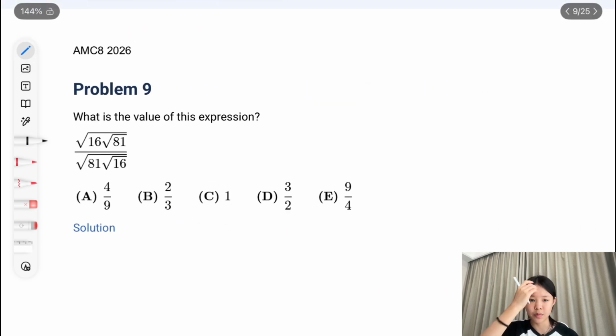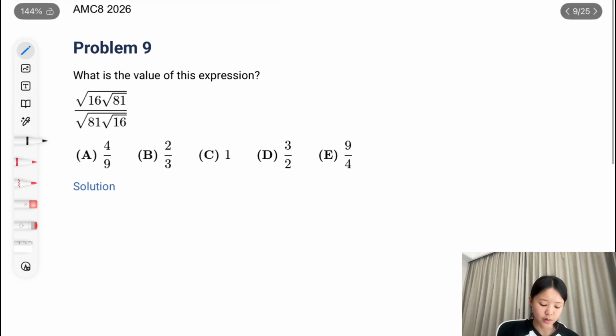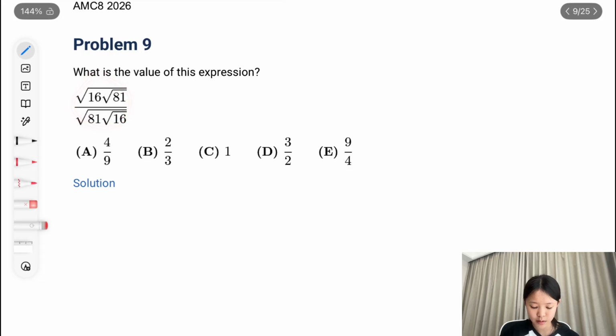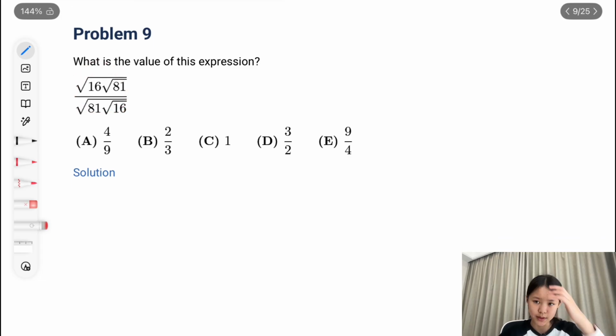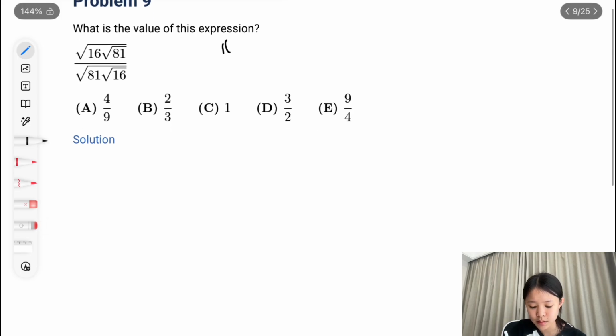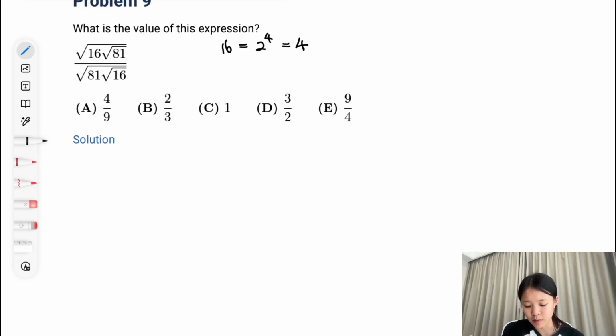Okay, next question, problem 9. What is the value of this expression? So this question is relatively easy in terms of what you need to do. You just need to make sure that you do not make any silly mistakes. So as context, we know that 16 equals 2 to the power of 4, which equals 4 to the power of 2. And 81 equals 3 to the power of 4, which equals 9 to the power of 2.